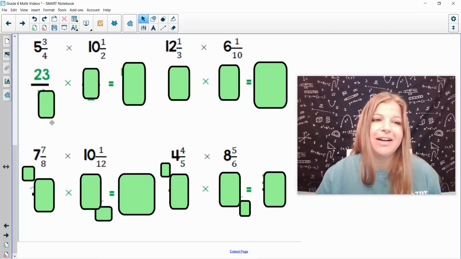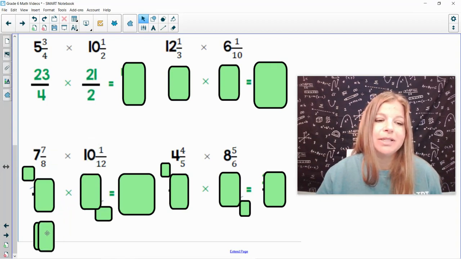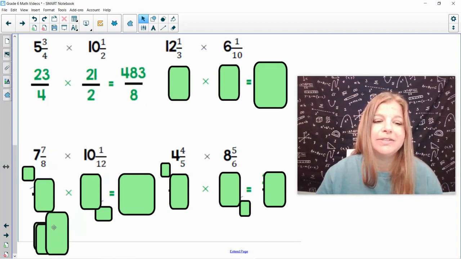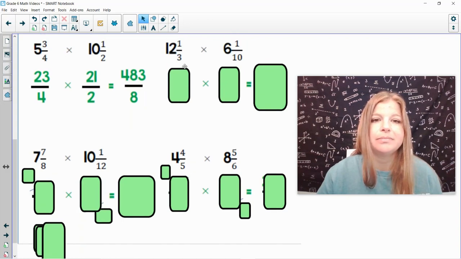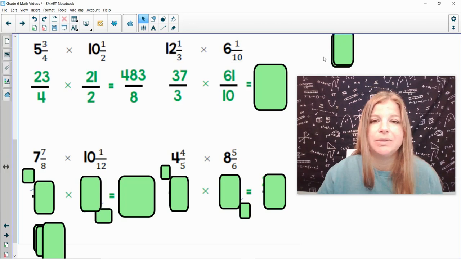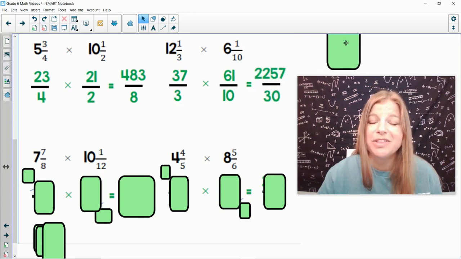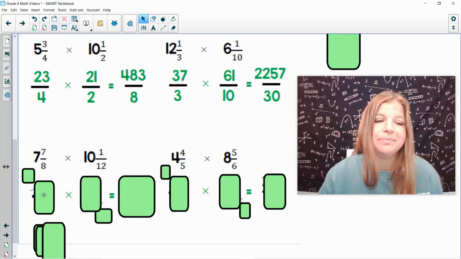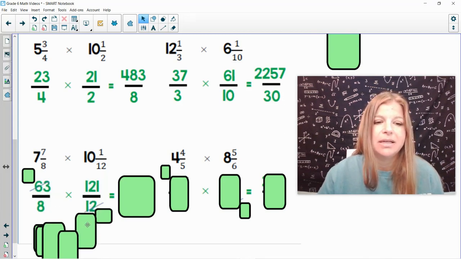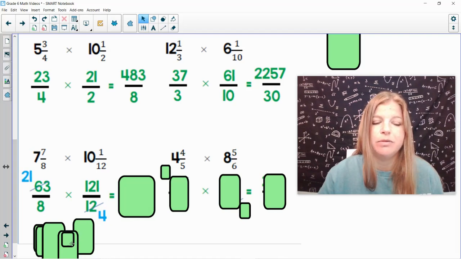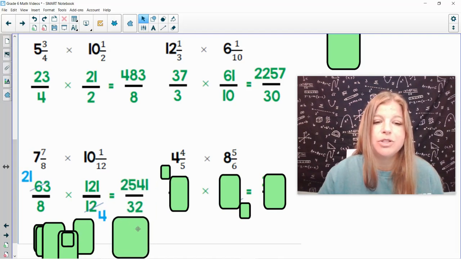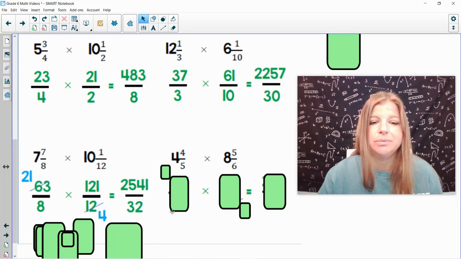All right, let's check our answers. 23/4 times 21 over 2 is 483 over 8. 12 and 1/3 is 37/3 times 61/10, which would give us 2,257 over 30. 7 and 7/8 is 63/8 times 121 over 12. You can cross simplify 63 and 12 by 3 to get 21 over 4. And we're then left with 2541 over 32.